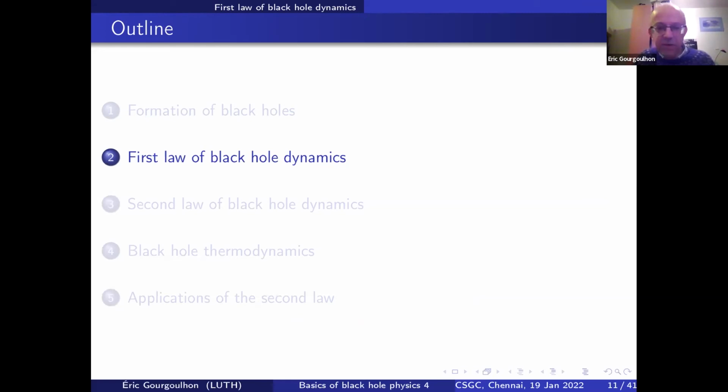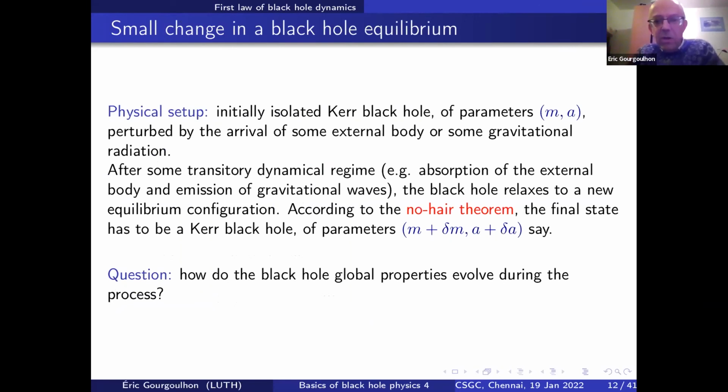So we start with the first law of black hole dynamics. We consider a simplified version of this first law, which is obtained by considering a small change in a black hole equilibrium. So we imagine that we have a black hole in equilibrium. Thanks to the Mars theorem, we know that in 4-dimensional general relativity, this black hole has to be a Kerr black hole. So it's described by only two parameters, the mass m and the spin parameter a. And we assume that this black hole is perturbed by either some external body or some gravitational radiation which comes in, or even gravitational waves which come from another source. So we have a small perturbation.